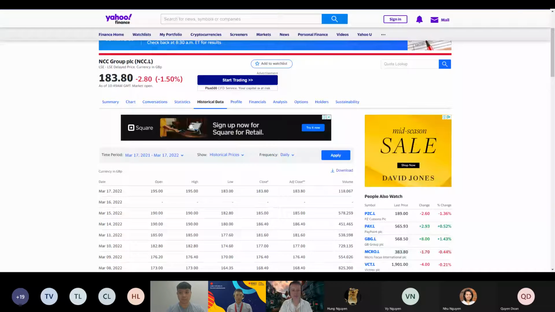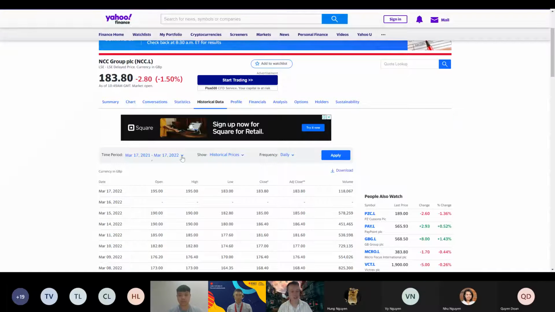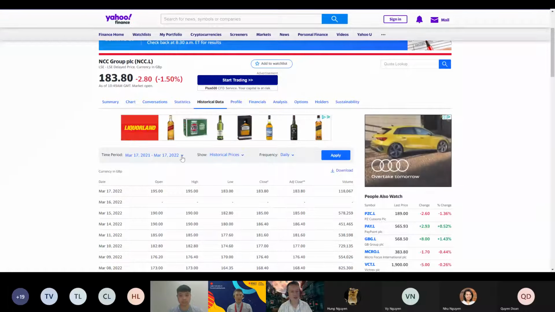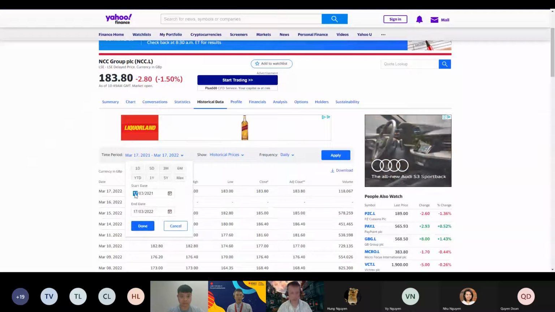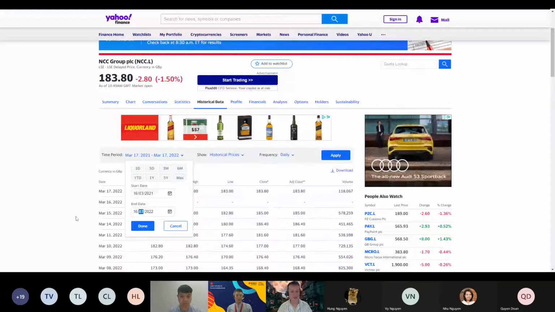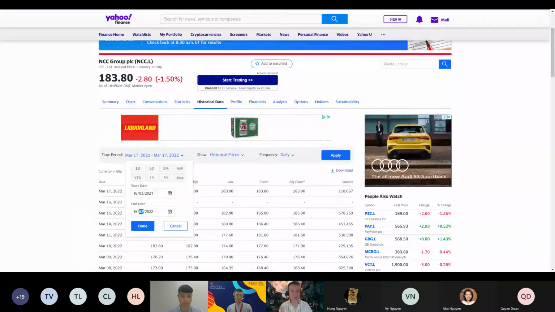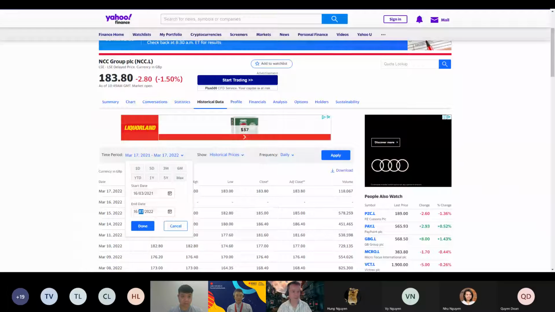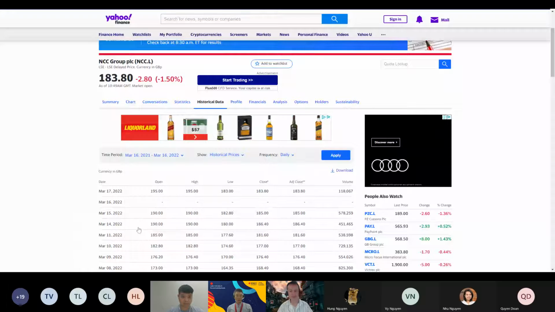Now, since some of you have got companies in the US, in fact most of you, I don't think they've even started trading yet. So for the time period, change that time period to 16th of March, 2021, to 16th of March, 2022. So 1 year's worth of data finishing yesterday. Click done.